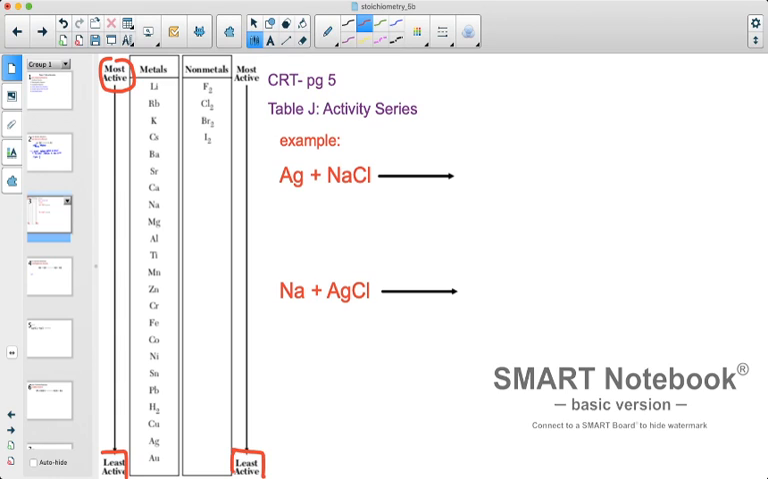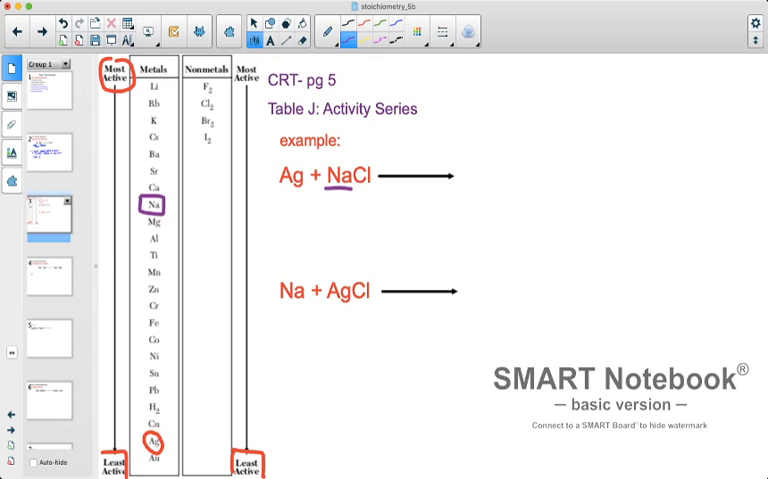Now let's take a look at the first example. My single element happens to be Ag, which is a metal. Ag, if I look at table J, is at the bottom. Now, since Ag is a metal, I have to replace the metal in the compound. And the metal is considered the first position, because when we write formulas, the element that has the lower electronegativity value is in the front, and that's usually our metal. So I want to see where sodium is compared to Ag. And sodium is way at the top.